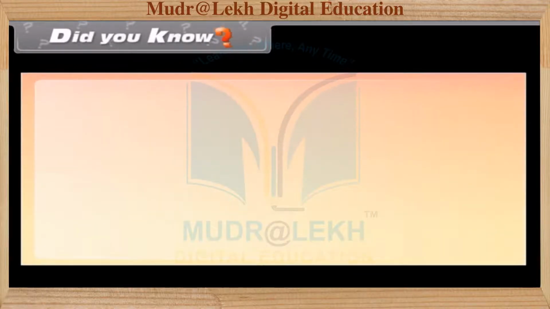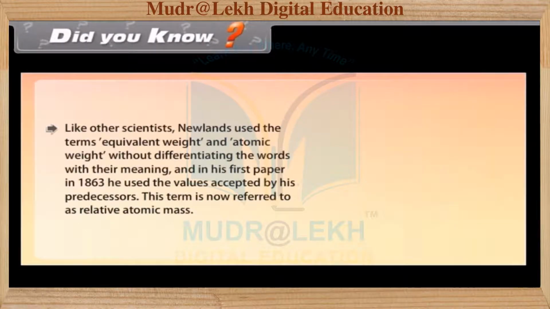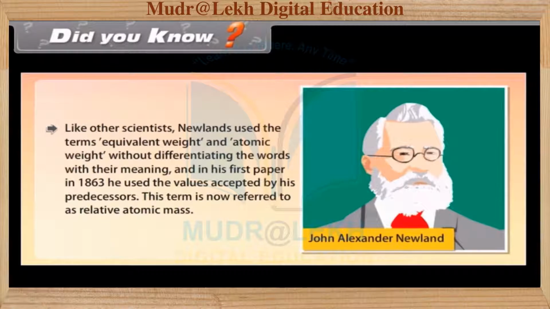Did you know? Like other scientists, Newland used the terms equivalent weight and atomic weight without differentiating between their meanings, and in his first paper in 1863, he used the values accepted by his predecessors. This term is now referred to as relative atomic mass.